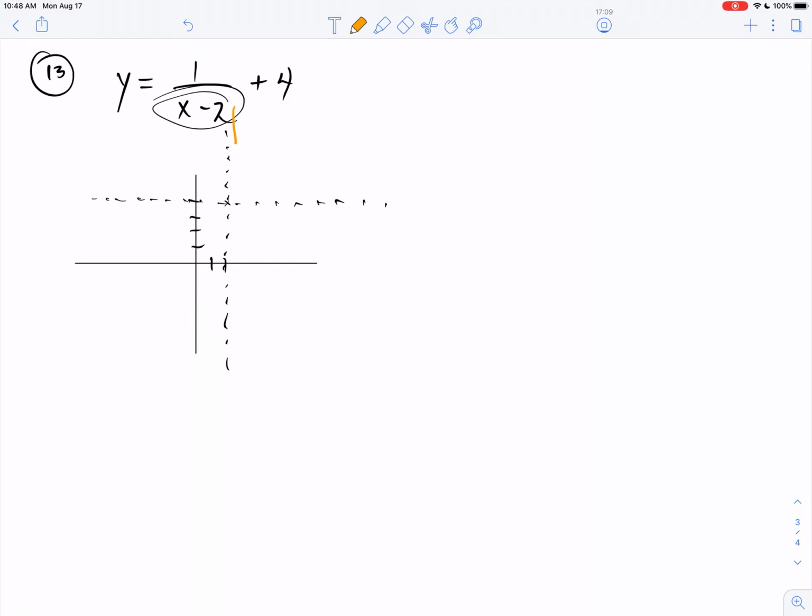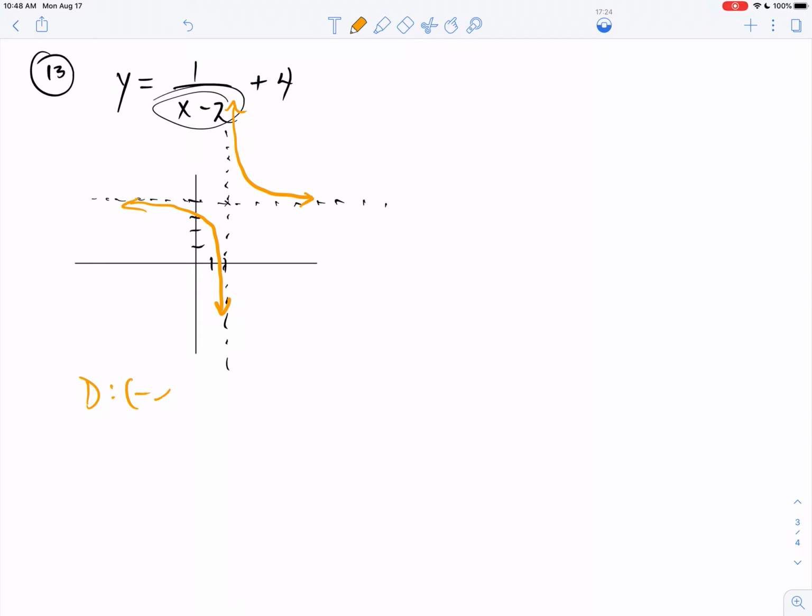It's going to go like this. And then on this side, that's it. That's what they look like. Rational functions look that way. So let's go domain on this thing.